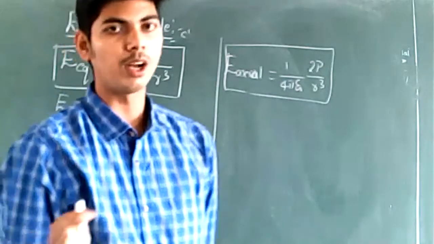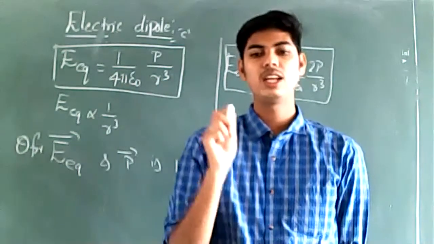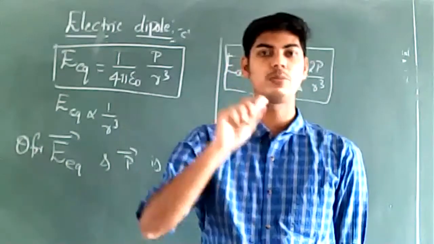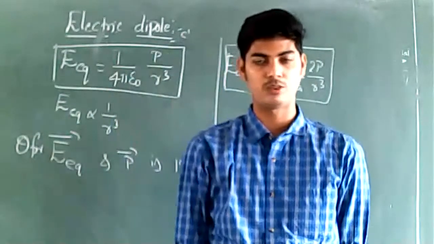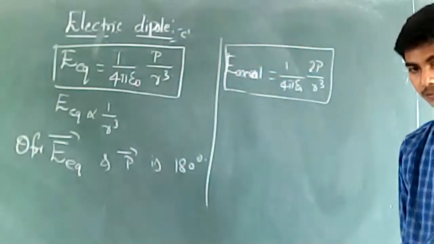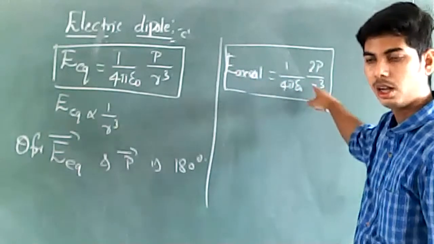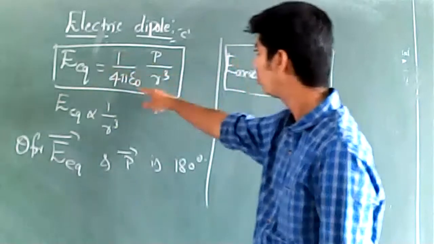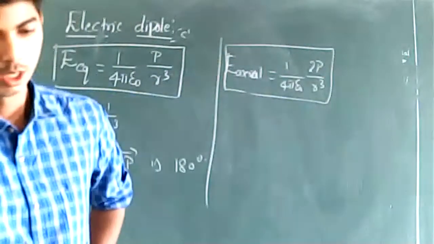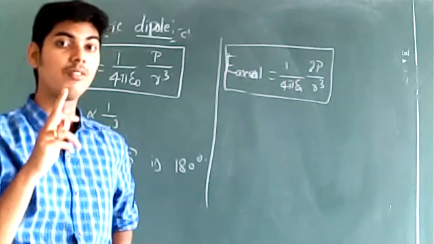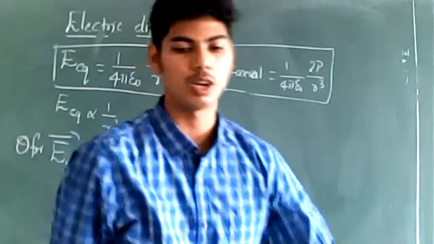So at what point does the electric dipole produce larger electric field? Whether it produces larger electric field at a point on axial line of dipole or at a point on equatorial line of dipole. See, electric field at a point on axial line is 1 by 4 pi epsilon naught 2p by r cube, and at a point on equatorial line of dipole it is 1 by 4 pi epsilon naught p by r cube. So where does it produce larger electric field? See, electric field produced by dipole is larger at a point on axial line than at a point on equatorial line.